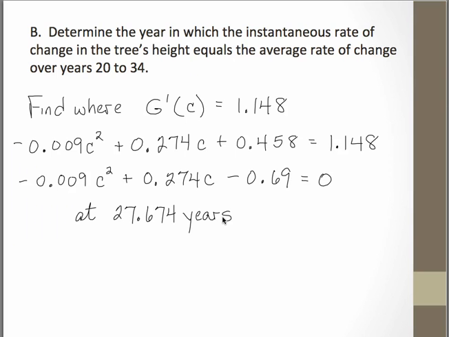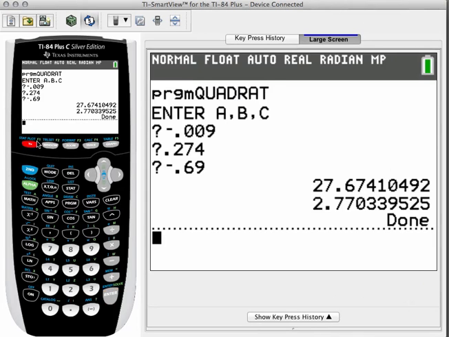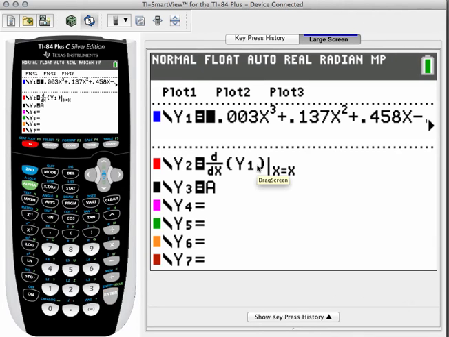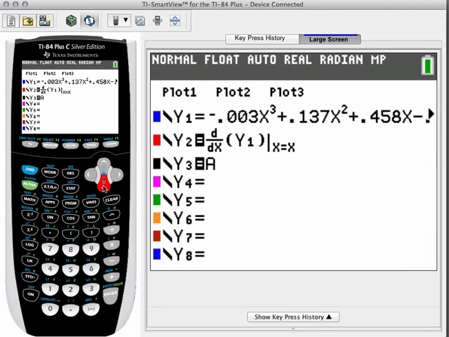Right, so why don't we confirm that graphically just to double check. Let's go back to the calculator. Let's go under y equals. What we want to do is set the derivative equal to that 1.148. Once again, I'm going to turn off my first function. Again, I don't necessarily care what it looks like. y2 is already set up for my derivative, so we're good to go there. Let me change y3 to the 1.148. Might have to adjust my window. So y2 is my derivative, and I'm setting that equal to the 1.148.